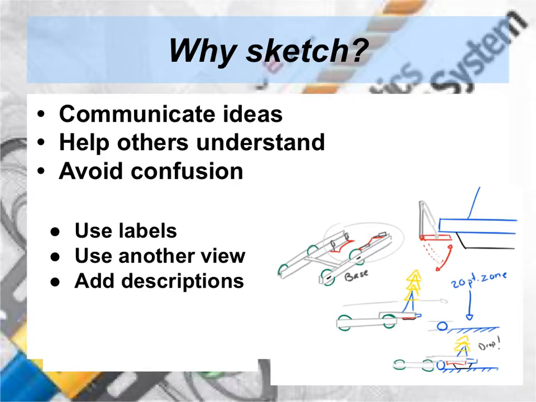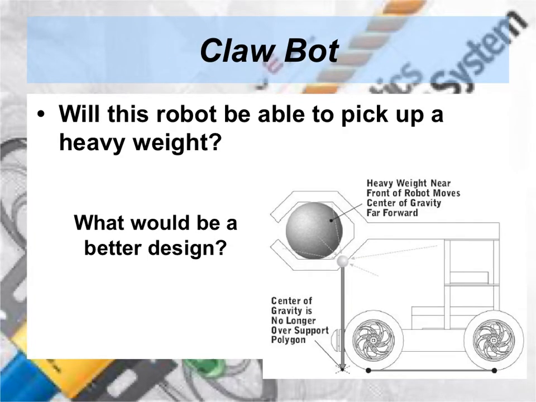Some ways that you can improve a simple sketch is to label some of the parts. You could also add another view: a top view, front view, or side view. Another thing you can do is to add a description of what it is you're trying to draw. Lastly, it's important to keep your sketches. You never know when an old sketch might come in handy later to improve your design. Here's another robot design.